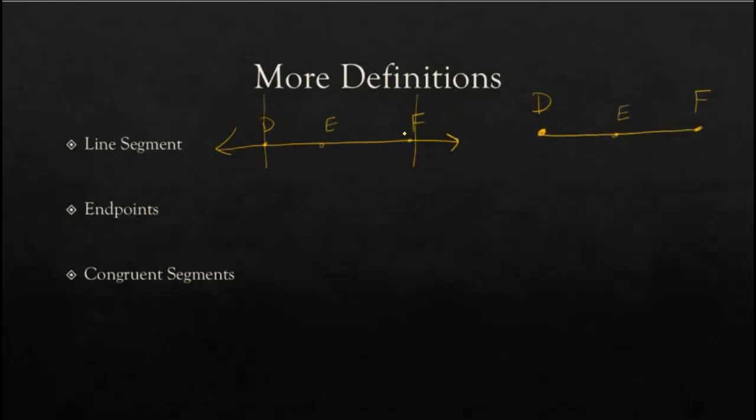So I'm just taking part of this line that goes on forever in both directions. I'm taking a segment of it. So then DF would be a line segment, and I would name it very similar. I would name it DF with a line segment symbol over it. Remember that this line would be DF with the line symbol over it, and this segment would just have the segment symbol. So endpoints are just points on the end of a segment.